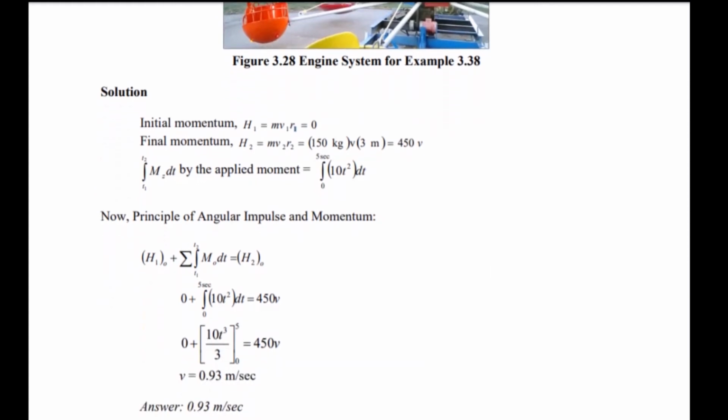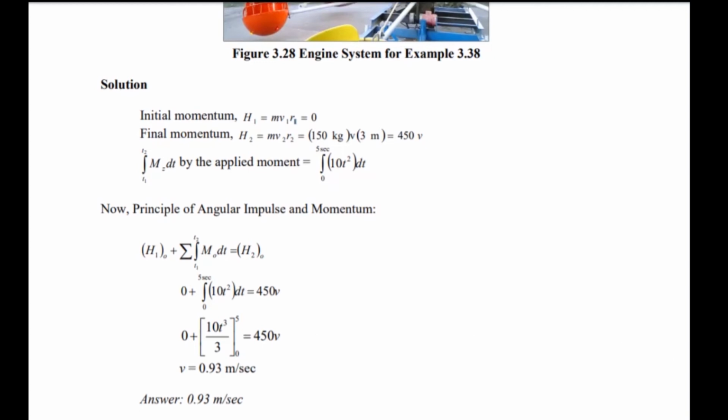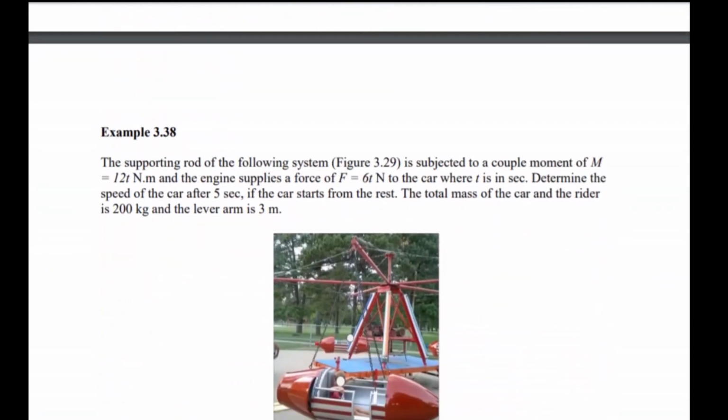Then if we do the integration of 10t square, we will not disturb the 10, so 10 is here. The t power will increase by 1 and we will divide by the increased power, from 0 to 5, equals 450 v. Why 450 v? We just calculated 450 v here. Then if we solve it, we will get v is 0.93 meter per second. So very simple. We will see one more example here.